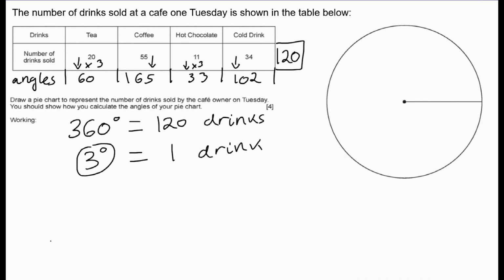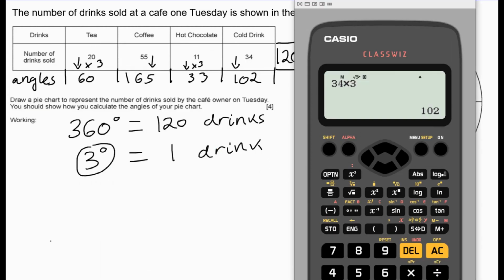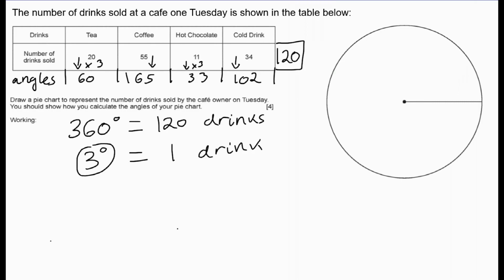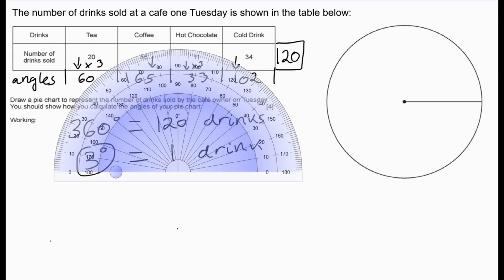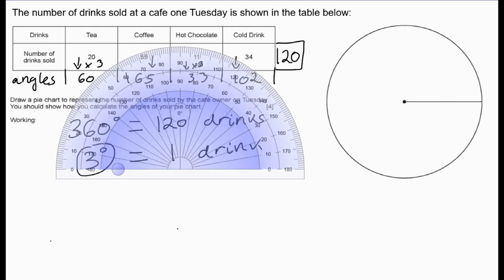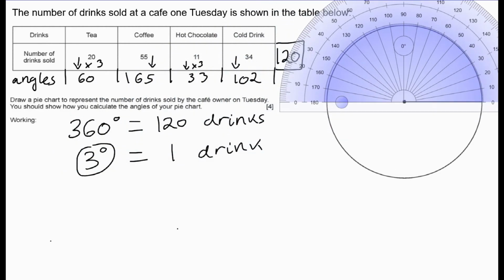What I'm going to do now is just check that these add up to 360. And they do, which suggests that we've got it right. And I'm now going to draw the pie chart using a protractor. Here's my protractor, and I basically need to draw each angle for each type of drink.